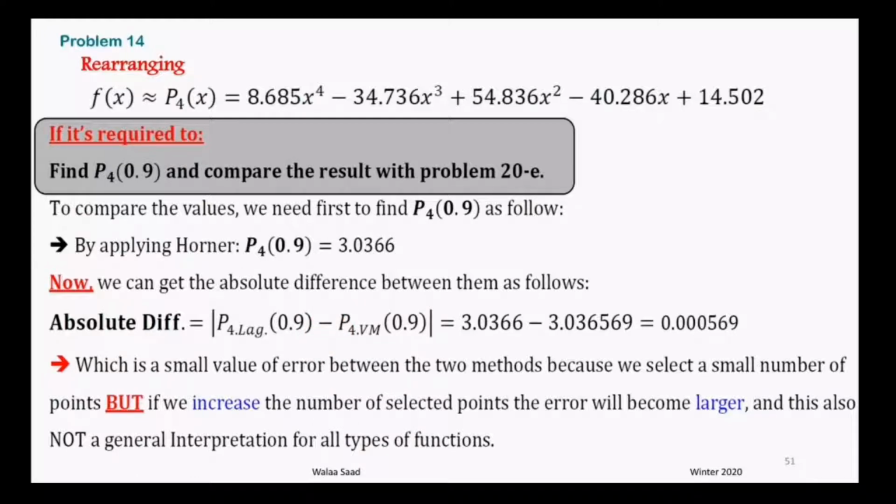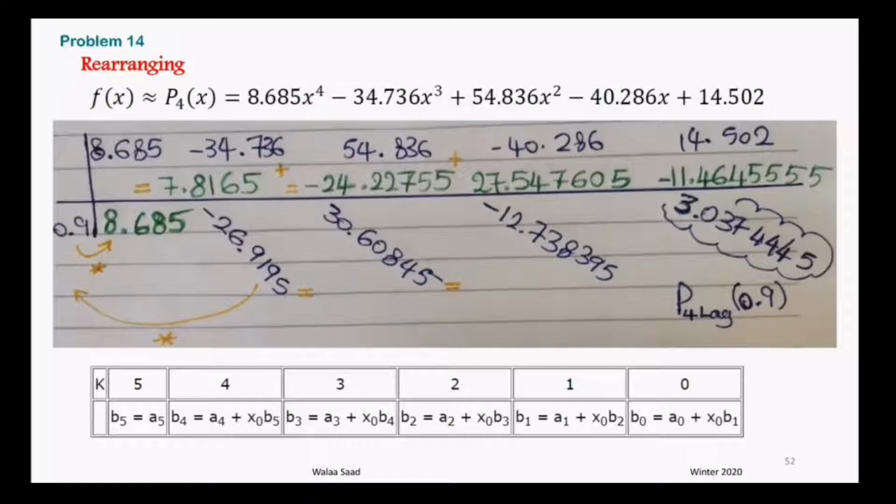Okay, let's recall the evaluation using Horner. So we are ordering here all the coefficients, 8.685 and the second, the third, and so on, all the coefficients in blue here in the first line, and then the 0.9, which is the value or the x node. We will multiply first; the first coefficient is dropped as it is because it's added to 0. Here we did plus 0, so it's dropped as it is.